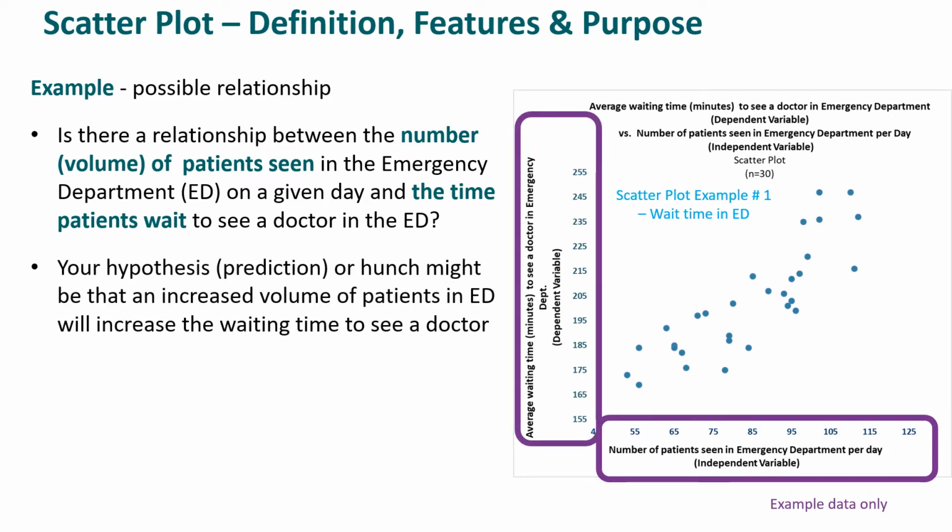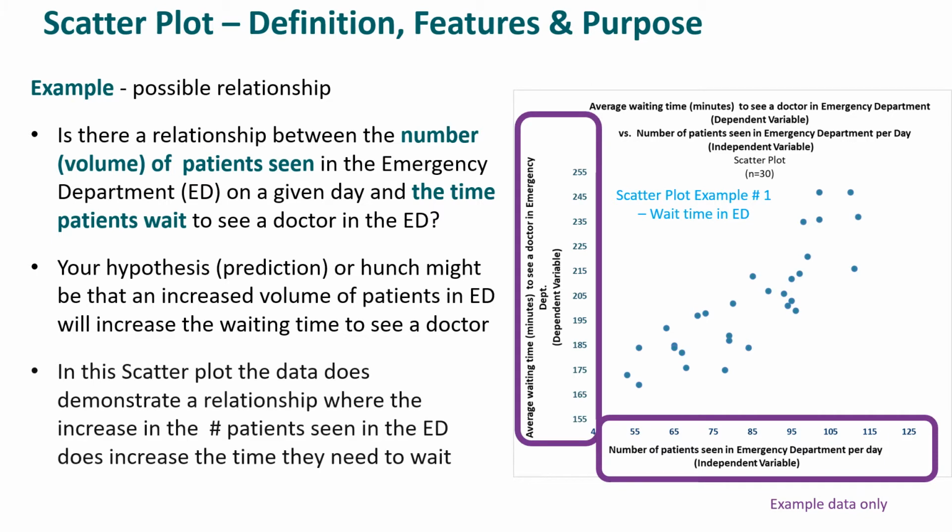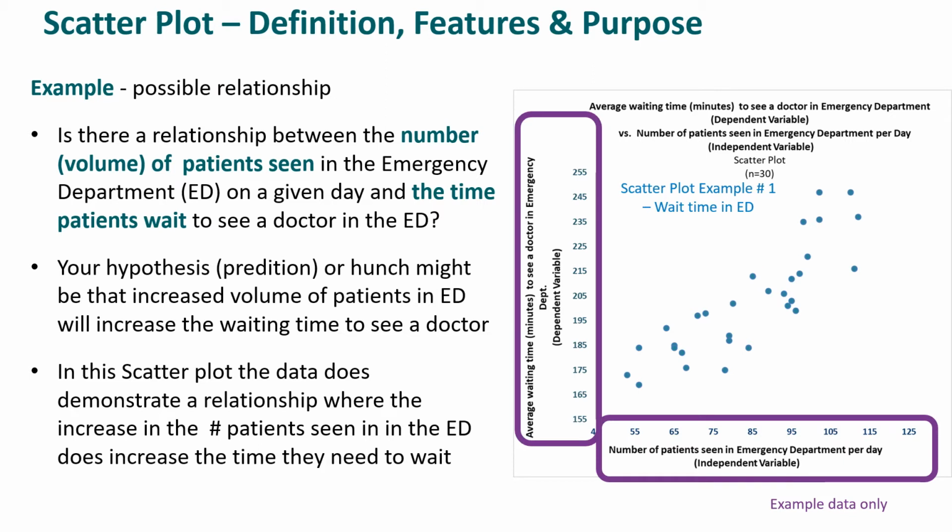Your hypothesis, or your prediction, or your hunch might be that increased volume of patients in the emergency department will increase the waiting time to see a doctor. And in this scatter plot, the data does demonstrate a relationship where the increase in the number of patients seen in the emergency department does increase the time they need to wait. Later on in this presentation, we'll describe how we determine the relationship in scatter plots when we look at the trend, strength, and shape of the data.